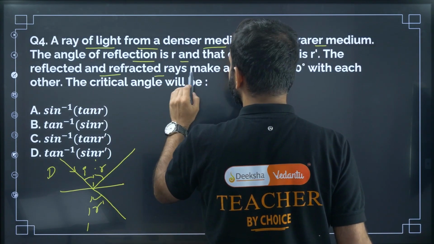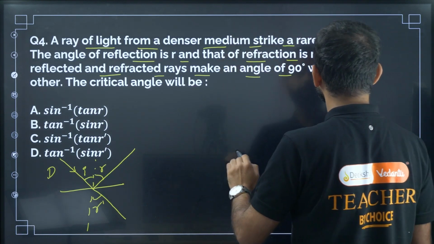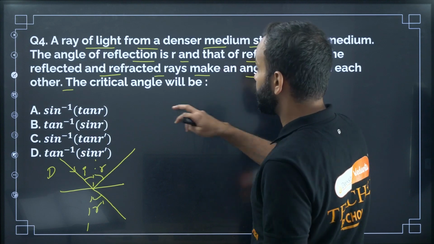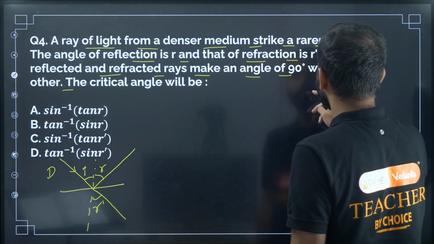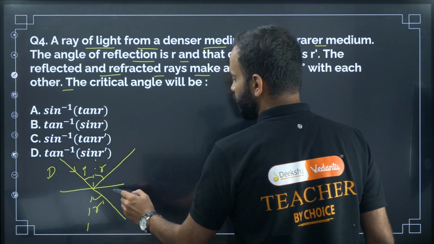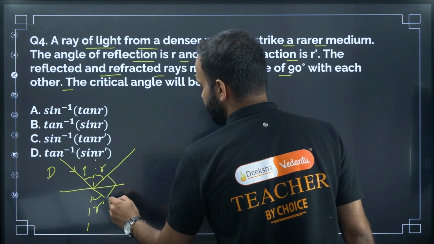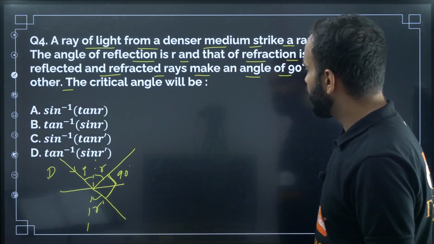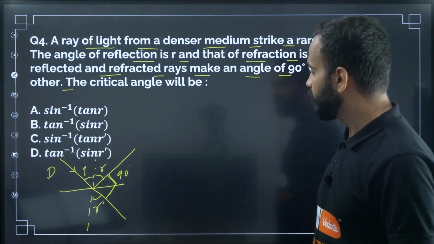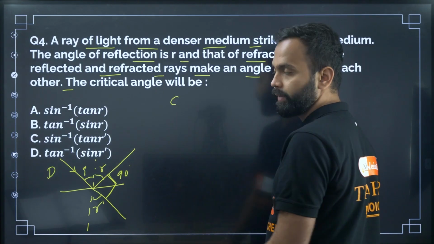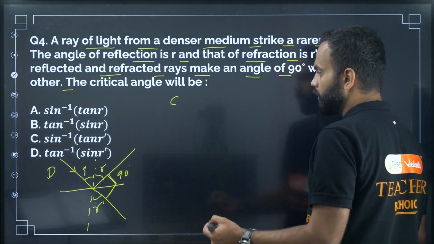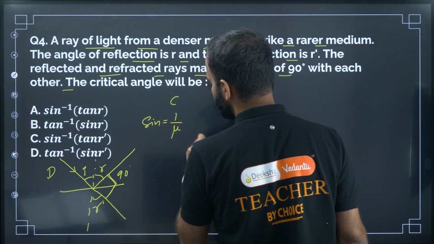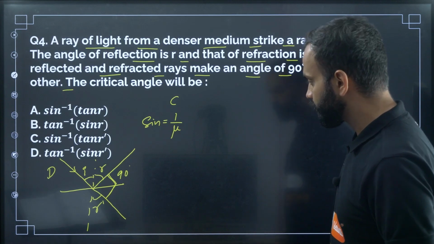The reflected and refracted ray makes an angle of 90 degree with each other. That is, this angle is 90 degree, right? We need to find the critical angle, that is C, right? So what is the condition for the critical angle? Sin C equal to 1 by mu, right? Sin C equal to 1 divided by mu.